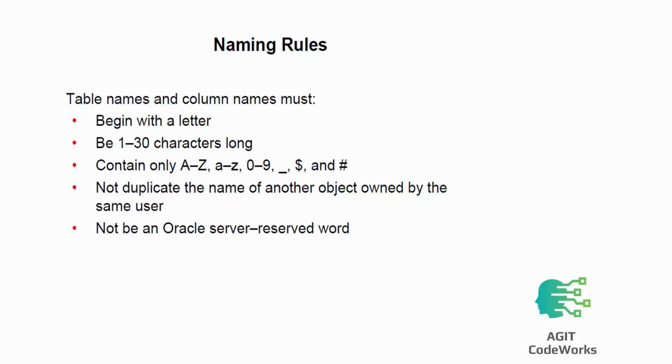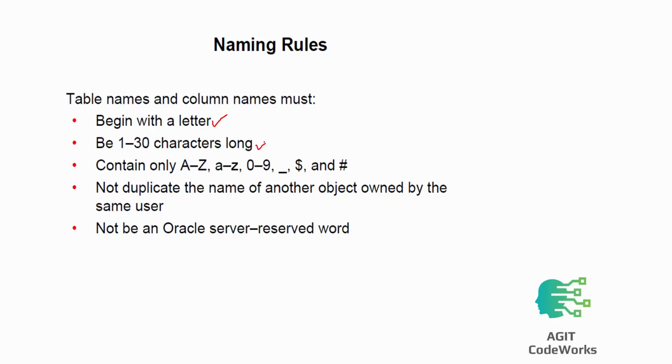All right, before we go into creating the tables and start talking about constraints and all that, we are going to look at the naming rules. How do you name a table? Number one, a table name must begin with a letter. So I cannot begin my table name with a number, or an asterisk. Please take note of that. The length has to be 1 to 30 characters long.